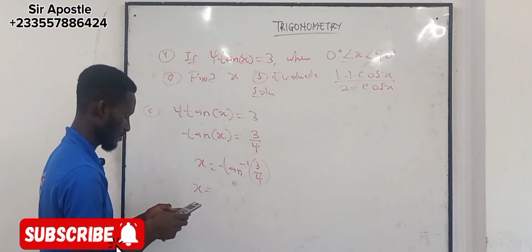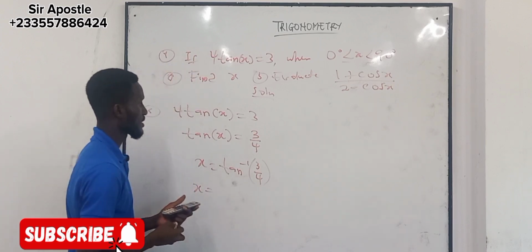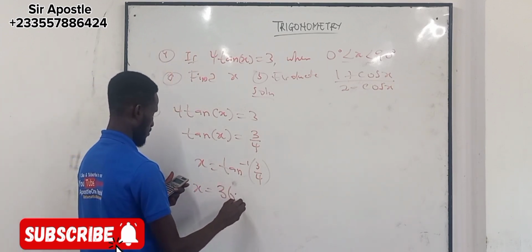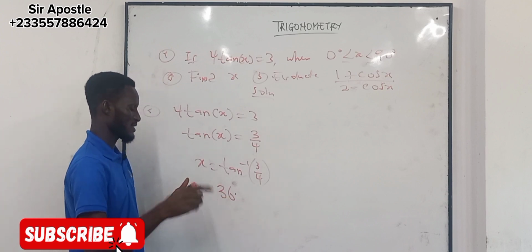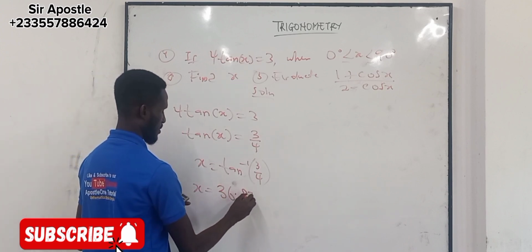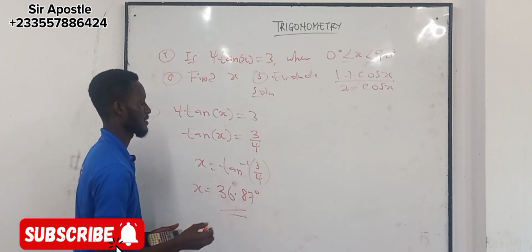36. Tan inverse of 3 out of 4, which is 36.87 to two decimal places, and that is our x.